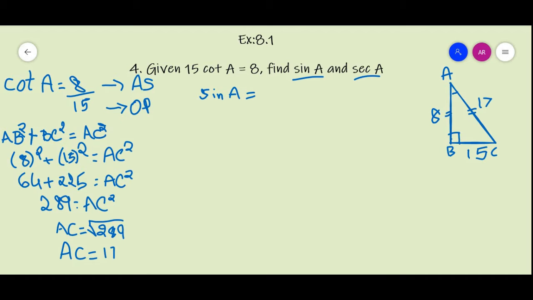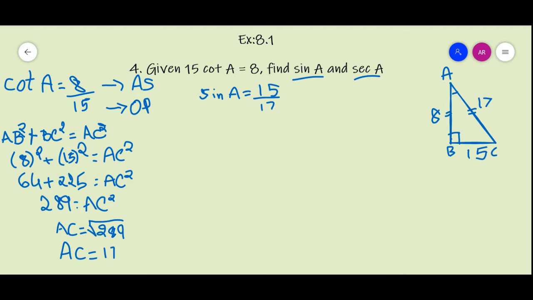So in here, angle A is right there. What is the opposite side to that? It is BC. And what is our hypotenuse? It's AC. Alright. So for sine A, what is the length of BC? We know the length of BC is 15, divided by AC. What is the length of AC? 17. So sine A would be equal to 15 by 17.